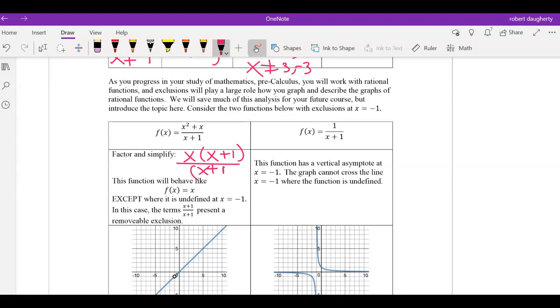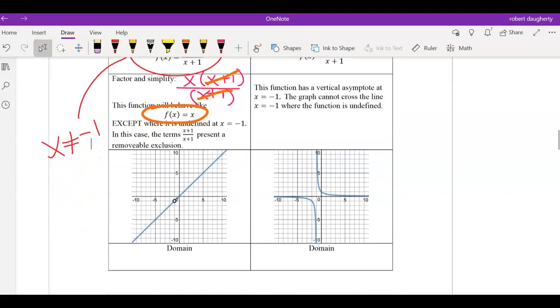Now, if you think about it, what is x plus 1 divided by x plus 1? Well, that's just simply going to be 1. So if I look at that, that's going to evaluate to 1. So this function is going to behave like f of x equal to x. That's the equation of a straight line that goes through the origin, okay? But what are the exclusions? When you look at this thing, you know that x cannot be negative 1. So if I look at the graph of this particular example, when I graph it, I see the line, this is the line y equal x, but I know that x cannot be negative 1.